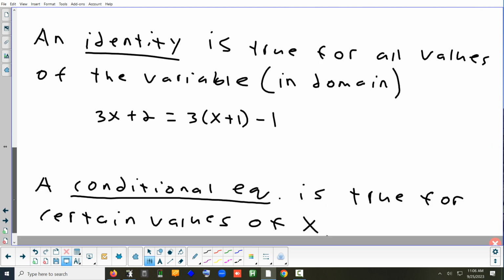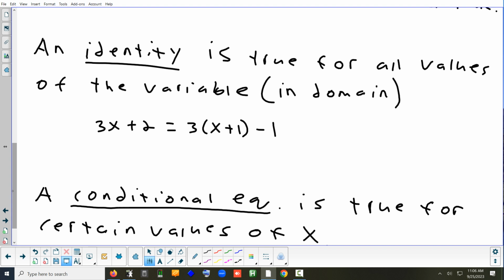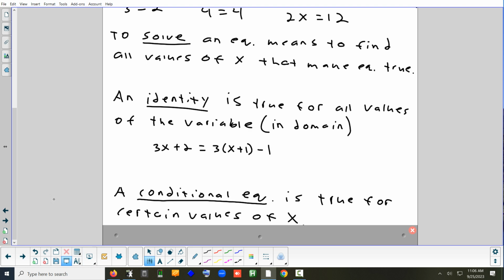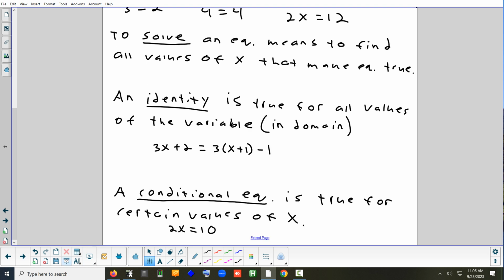And then a conditional equation, well, that's an equation that's true sometimes. It depends if you pick the right number for x. Something like 2x equals 10: as long as x equals 5, that is true. If x is anything except 5, it's false.